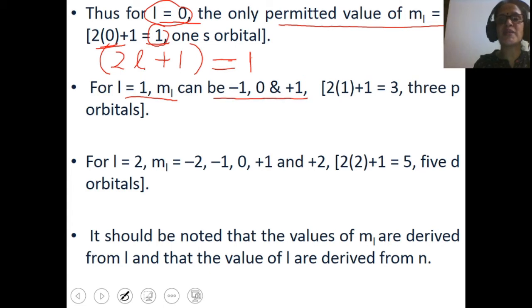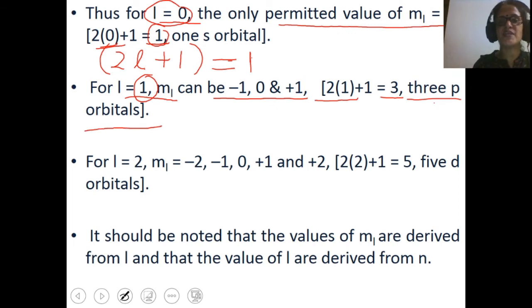Minus 1, 0 and plus 1. So what we will do? We will substitute the value in the formula 2L plus 1. 2 into 1 plus 1, we will get 3. So it means L is equal to 1 means P subshell. P subshell has how many orbitals?